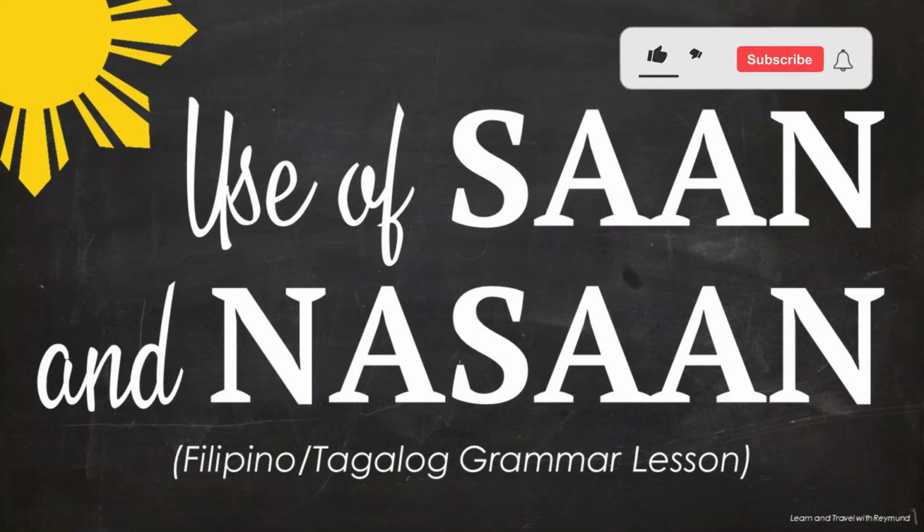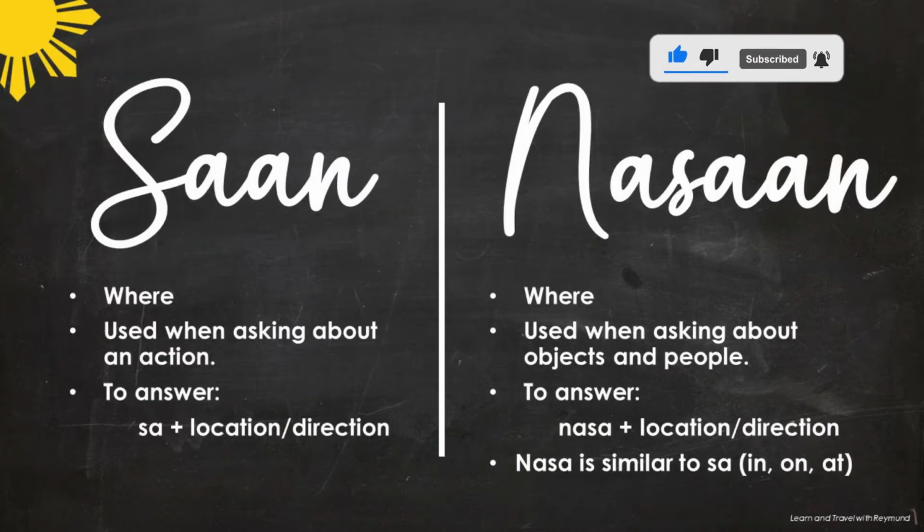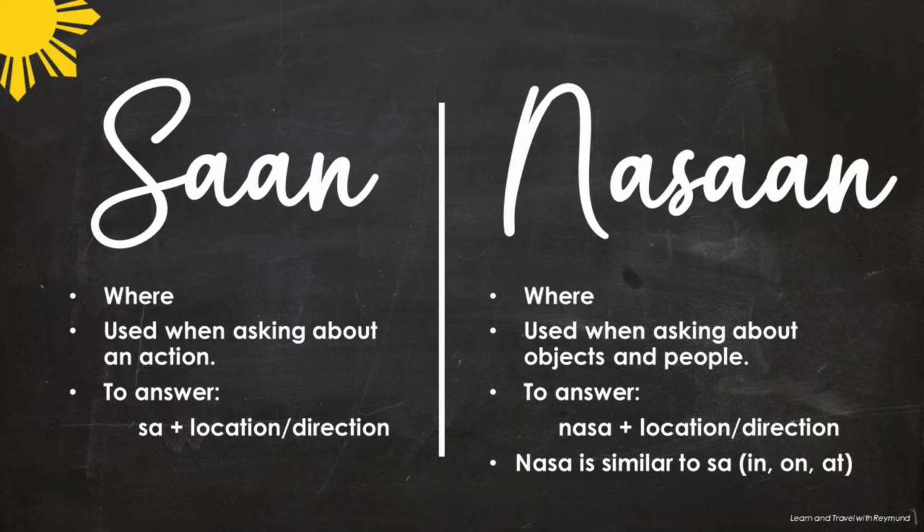This Filipino or Tagalog grammar lesson is all about the use of saan and nasaan. Both of them mean where in English. But the word saan is used when asking about an action.